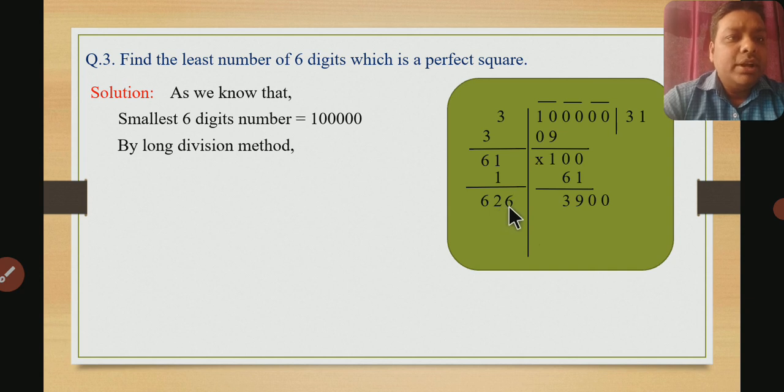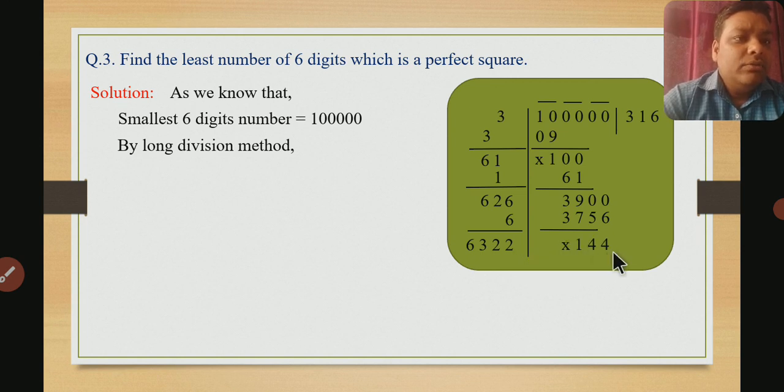Then after that what can we write? We can write 6 6 6. Okay, and then it will be 3756. After adding here we will get 632. Okay, and here we get 144 as remainder. Okay, so find the least number of 6 digits which is a perfect square. So the least number of 6 digits it should be. So if we subtract, it can't be. So in this case we will apply the adding method.